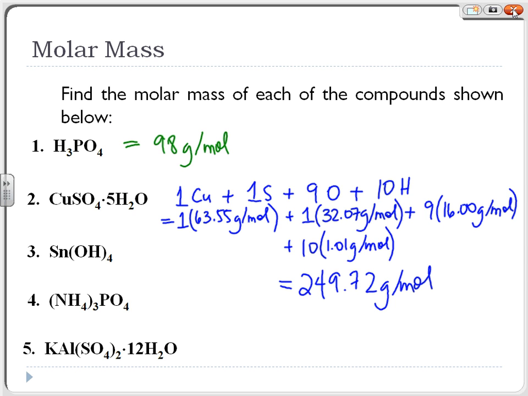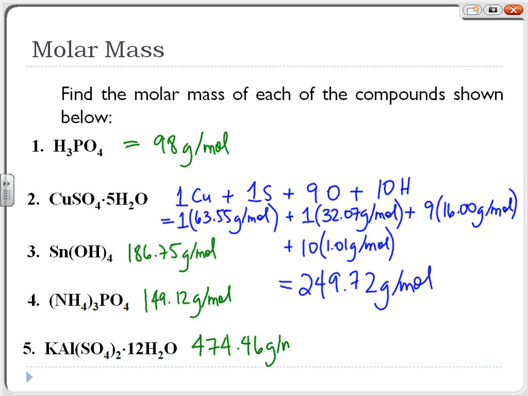The answer for number 3 should be 186.75. Notice how I'm always putting in my units. You're going to get marks off if you don't put your units on. Ammonium phosphate is 149.12 grams per mole. And this potassium aluminum sulfate dodecahydrate. Yikes! It's a big molecule. You should still be able to add them up. 474.46 grams per mole.